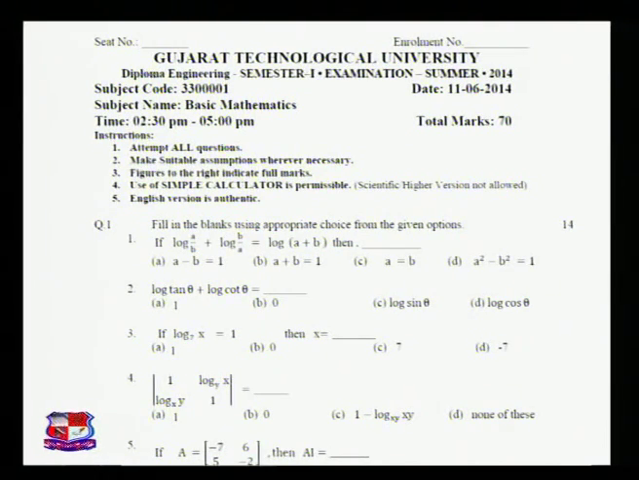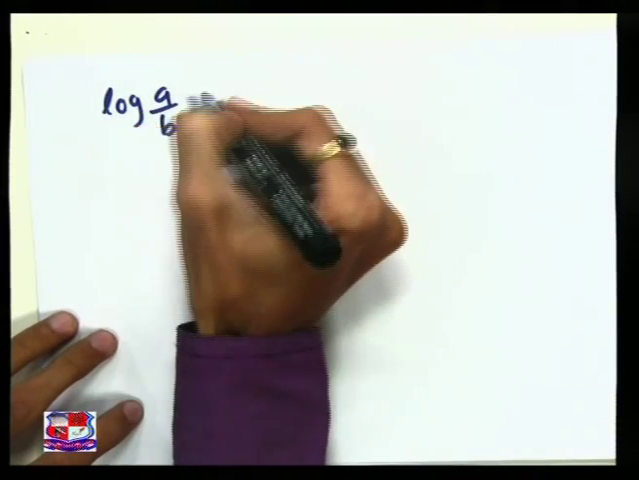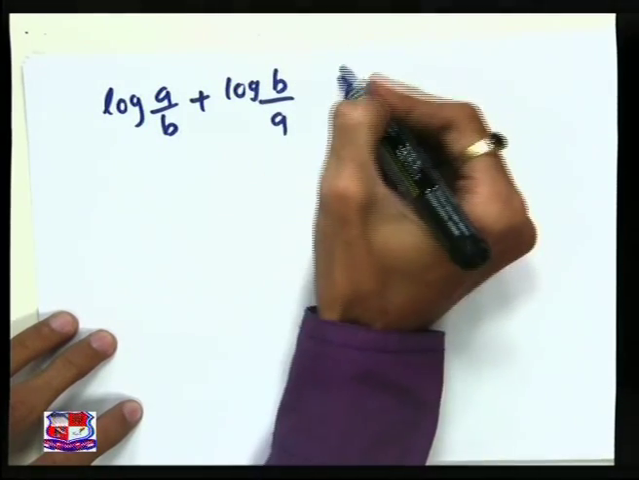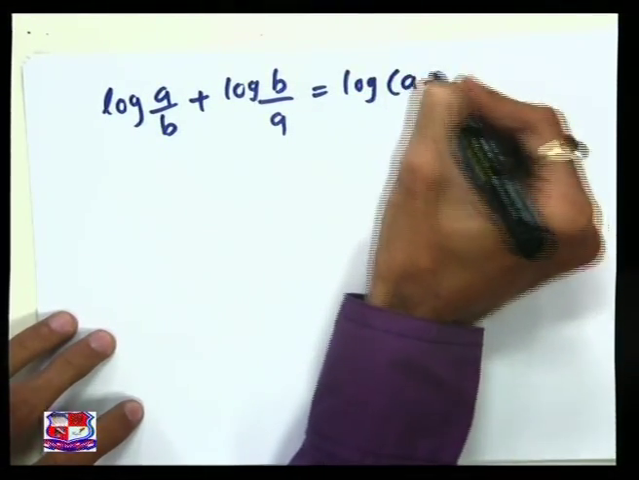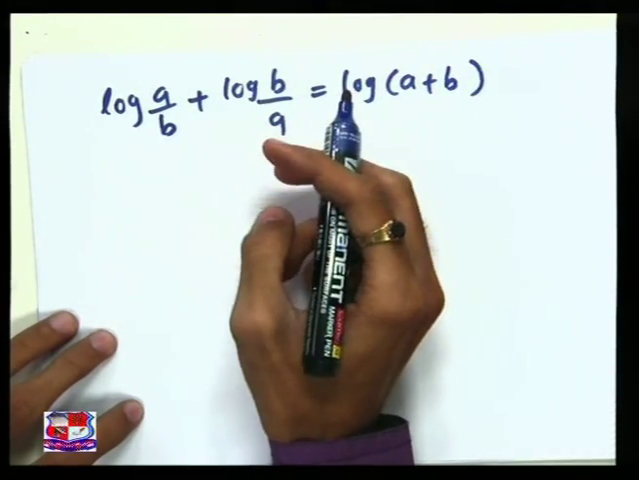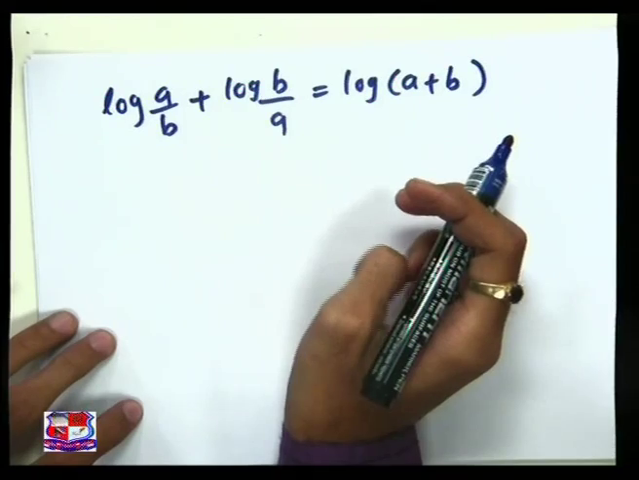The first question, as we can see on the screen, is: if log a upon b plus log b upon a is equal to log a plus b, then which one of the options is true? So the question is log a upon b plus log b upon a, that is equal to log a plus b. This is given in the question.